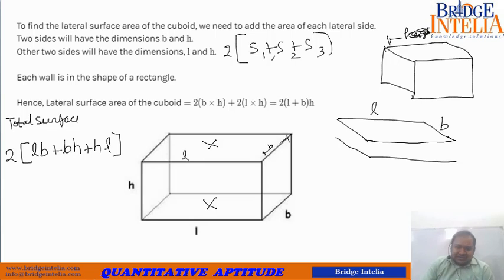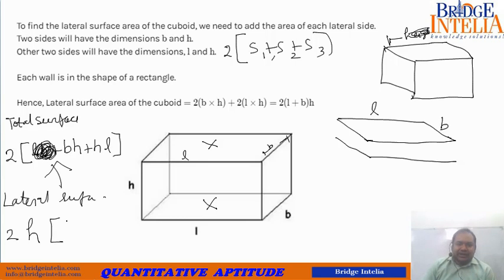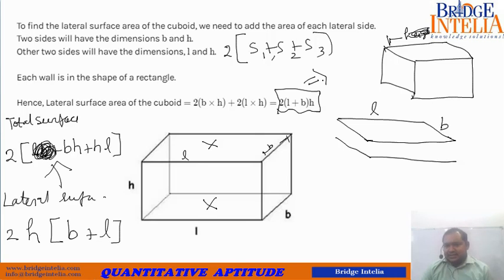So out of 6 surfaces, you don't need the area of this one. Twice of length and breadth is not to be counted. So when you are finding lateral surface area, this must be the formula. Twice of H can be taken as common: twice of height into length and breadth. Please remember this very carefully. Very seldom do we ask our students to remember any formula, especially in quantitative aptitude. Even here you don't need to remember it, but in case you remember it, you will gain speed and be able to solve it quickly.